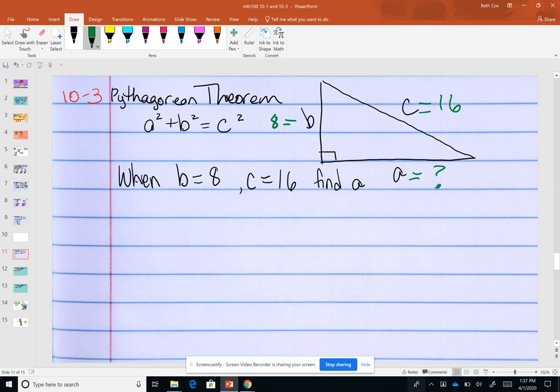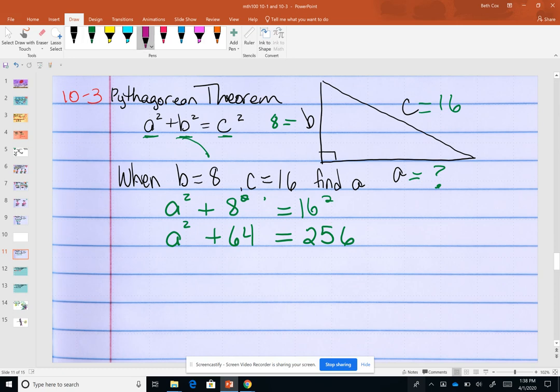All right, so again, using the formula, we have A squared plus, wrong, try again, Miss Cox. A, we don't know. B is 8. And C is 16. There we go. That's much better. Okay, so now A squared plus 64. Now, 16 squared you can do on your calculator. You can look on your power sheet. However, I have it memorized, I think it's 256.